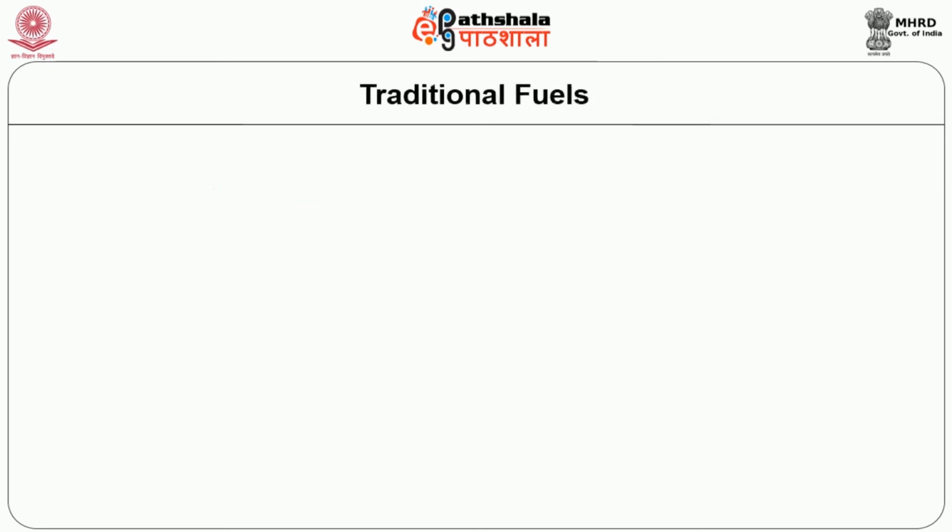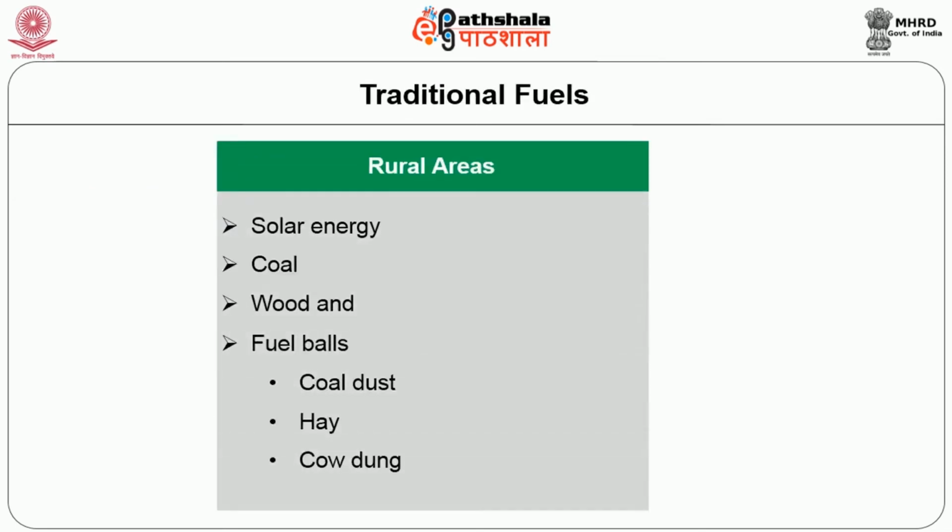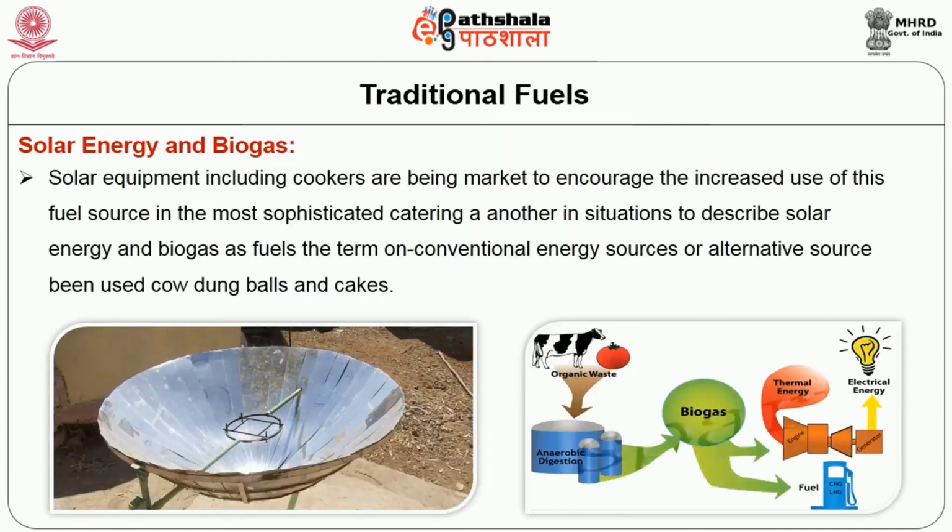Traditional fuels. Different types of traditional fuels are used in rural areas even today, like solar energy, coal, wood and fuel balls made out of coal dust, hay and cow dung. Solar energy and biogas. Solar equipment including cookers are being marketed to encourage increased use of this fuel source in the most sophisticated catering. Solar energy and biogas are described as nonconventional or alternative energy sources; cow dung balls and cakes are also used.